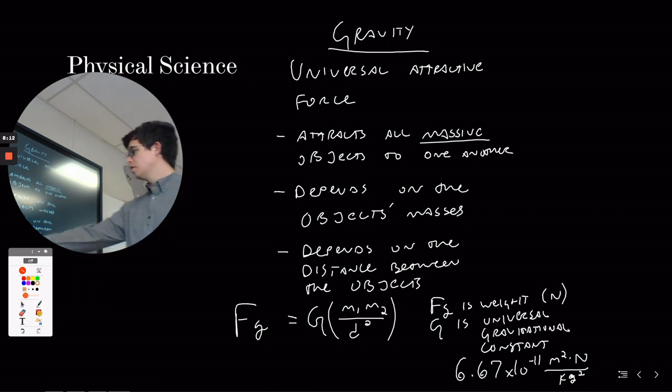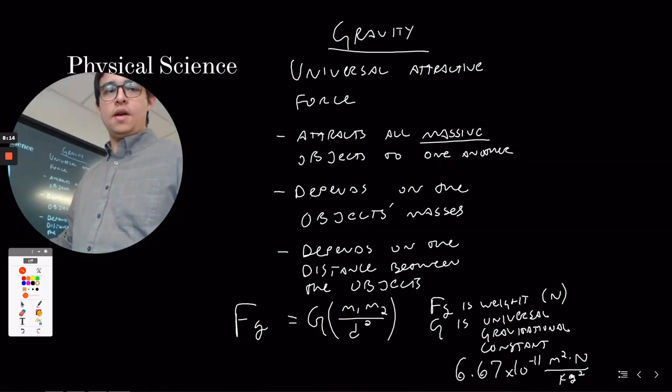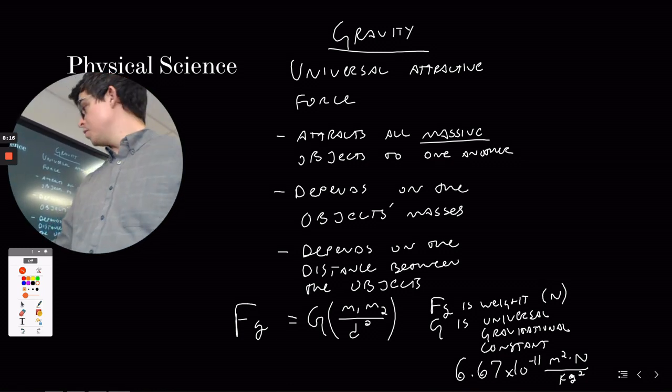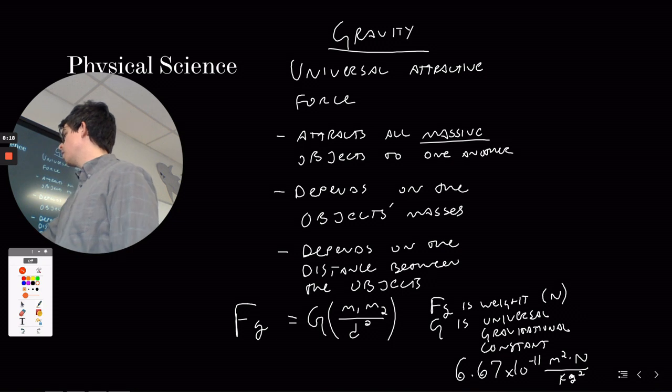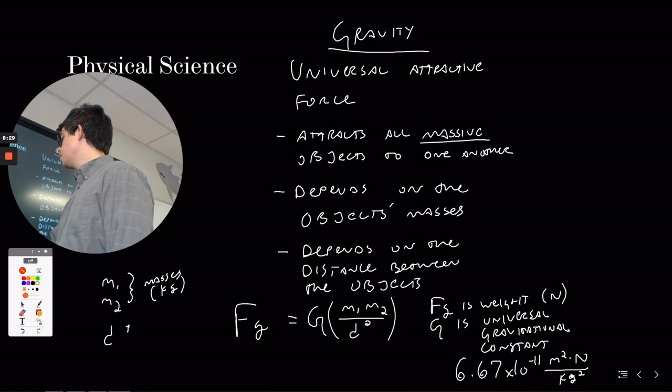I'm going to move over here to talk about the other three quantities. So mass 1 and mass 2, these are both the masses of the objects. And they're measured in kilograms. And d is distance. Measured in, you guessed it, meters.